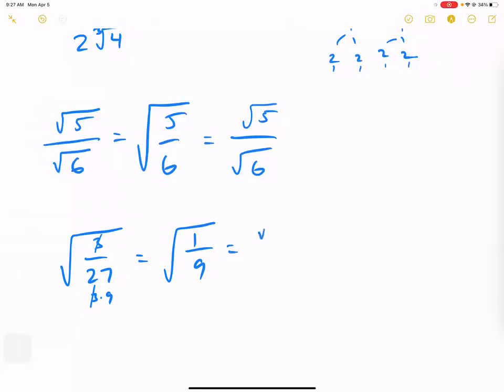Now, you can split this to say, hey, what's the square root of 1 and what's the square root of 9? Now you don't have to write this, and you can just do this straight in your head. The square root of 1 is 1 and the square root of 9 is 3.